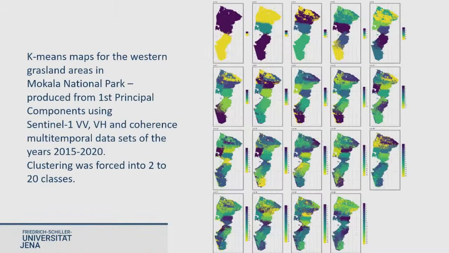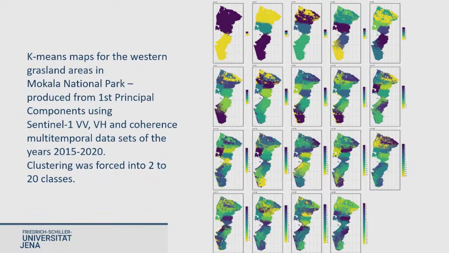And then what we did, that's more for the fancy image processing people here, we are looking at radar indices over those 5 years. We have been producing a principal component analysis. We are only using the first principal components, and then you put this in a clustering algorithm.